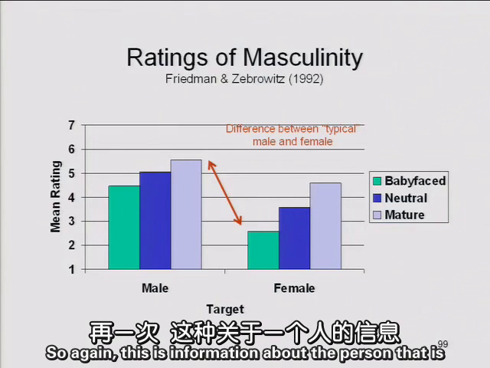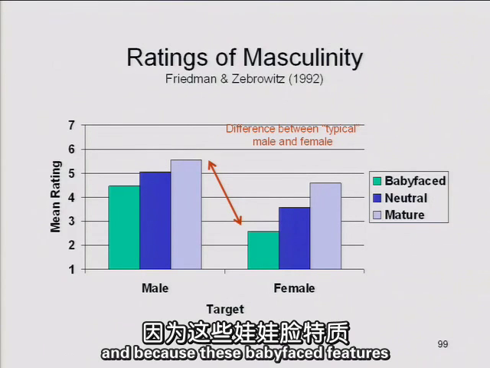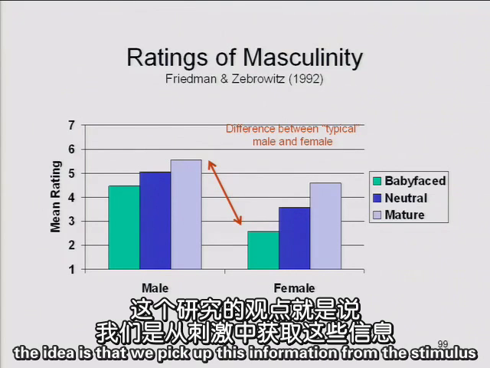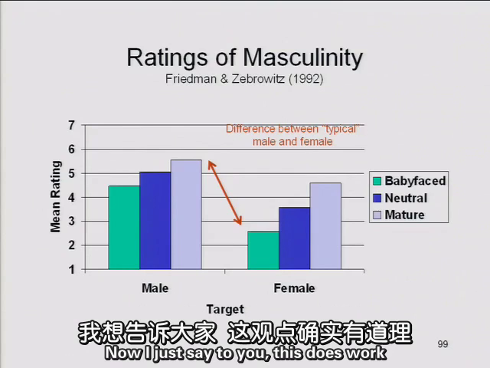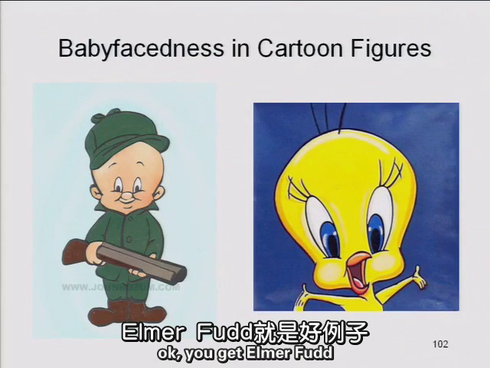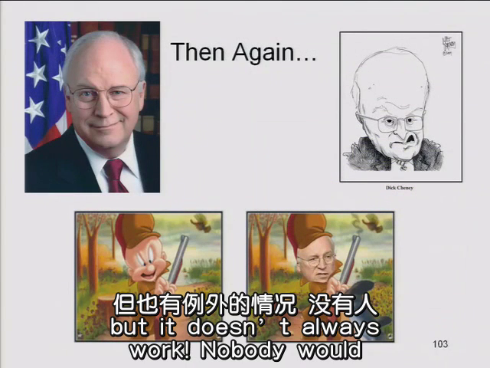So again, this is information about the person that is, in one way or another, conveyed by the face. And because these baby-faced features show a lot of continuity across the species, the idea is that we pick up this information from the stimulus. Now, I'll just say to you, this does work. You get Elmer Fudd, Tweety Bird, things like that, but it doesn't always work.